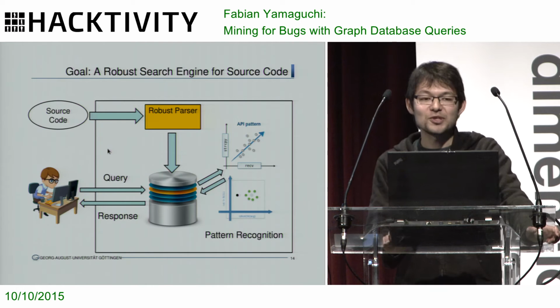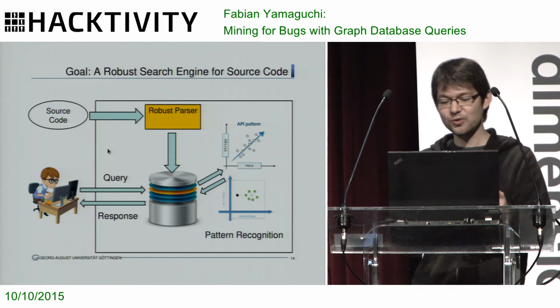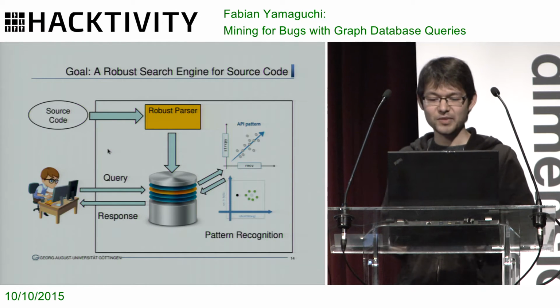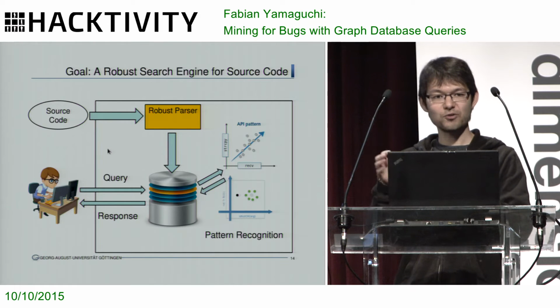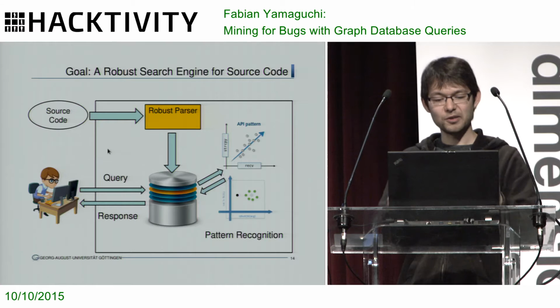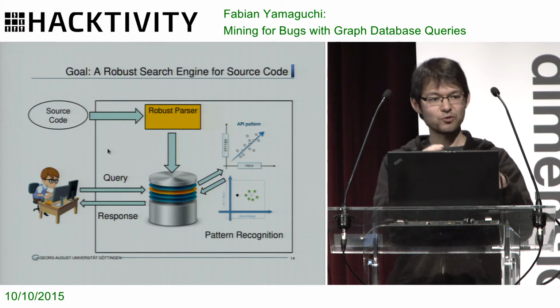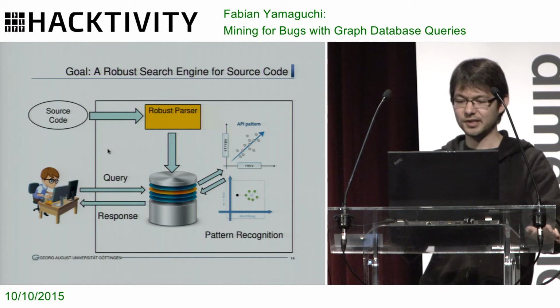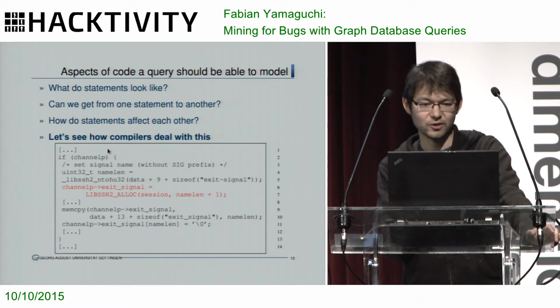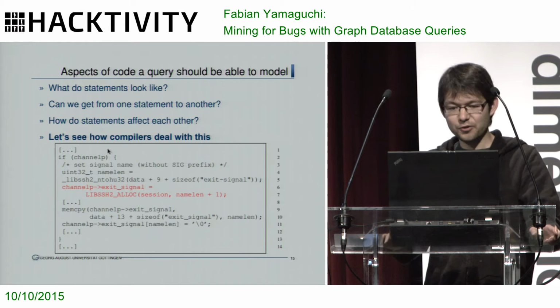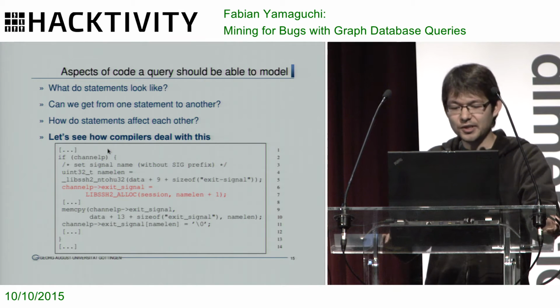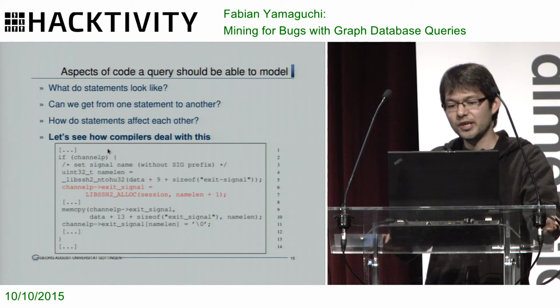And you use this parser to import the source code into this graph database. And in the back, you have these pattern recognition algorithms that can be used. But most of all, the analyst can query this system, get responses, adapt the queries, and query again. That's the idea. All right. So the first question we need to ask ourselves is, what do we actually need to be able to model inside a query? So what are the things that the auditor might want to specify?